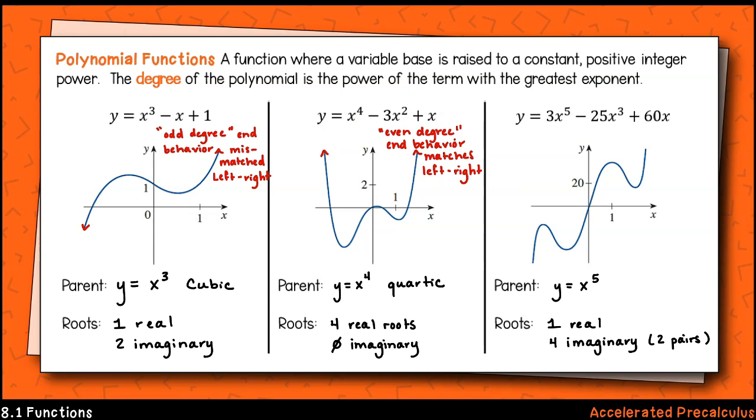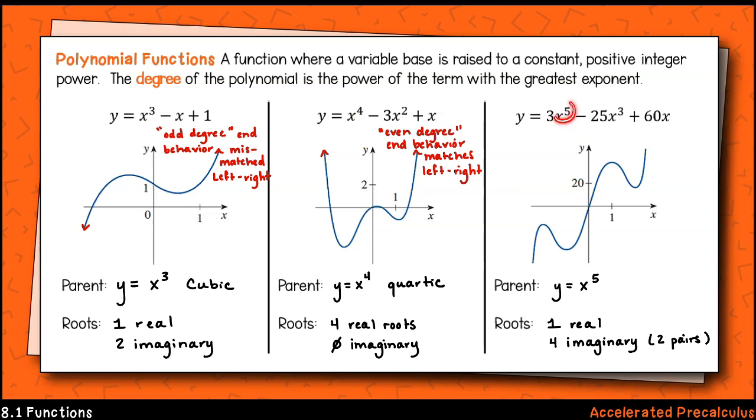Next, let's take a quick look at the end behavior, which fits the even degree polynomial pattern. Notice how the end behavior matches on the left and right-hand sides. Just like a parabola with a positive leading coefficient, this even degree function opens upward on the left and right-hand sides. If the leading coefficient were negative, this polynomial would open downward.